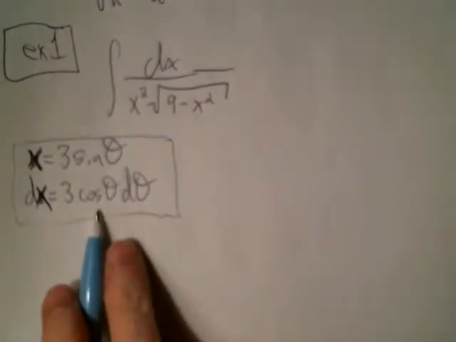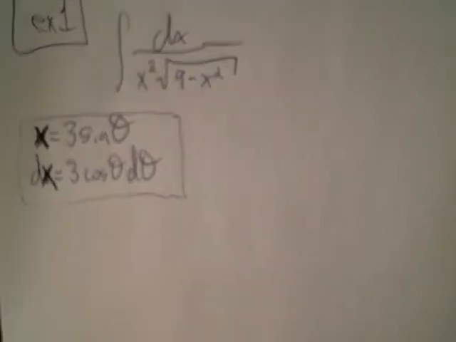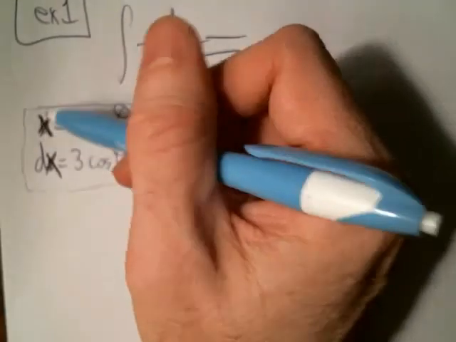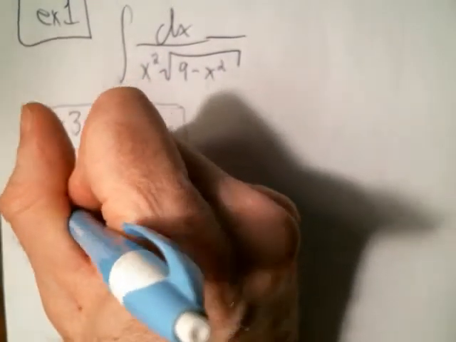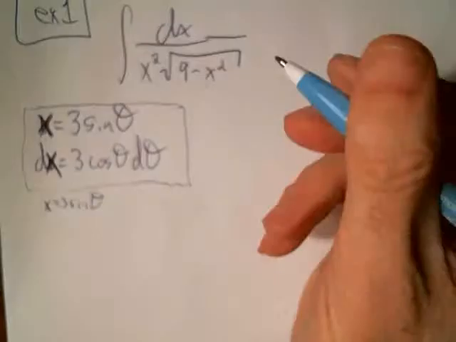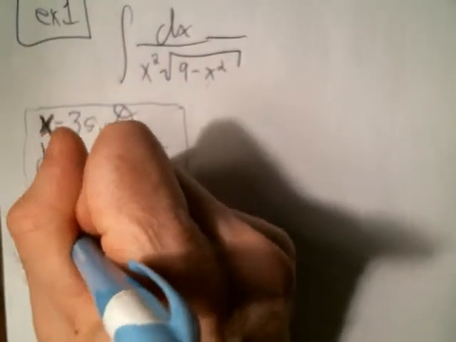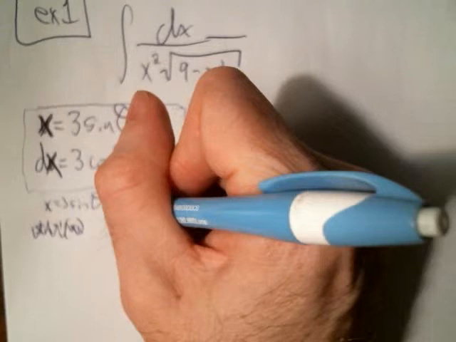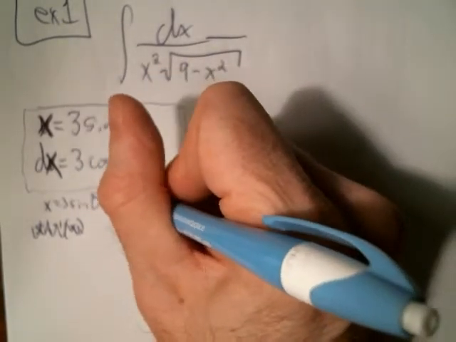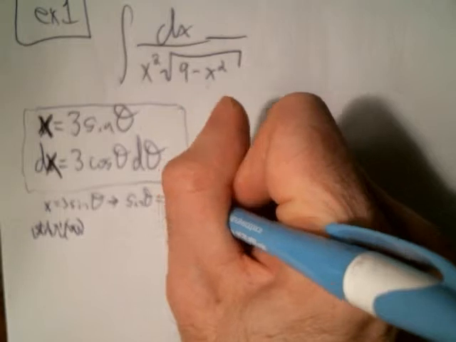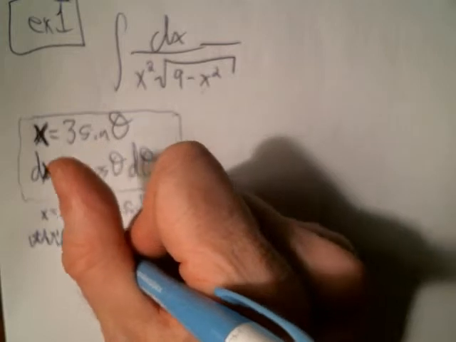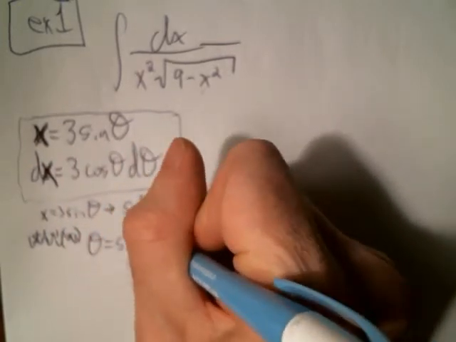But at the end, we're going to need to convert back into terms of x. In order to pull that off, you need some extra information. So first, I'm going to solve this for theta. I would have x equals 3 sine theta. Take sine inverse of both sides. Well, I can't take sine inverse unless I divide by the 3 first. So I have sine theta equals x over 3. If I take inverse sine on both sides of that, I get theta equals sine inverse of x over 3.